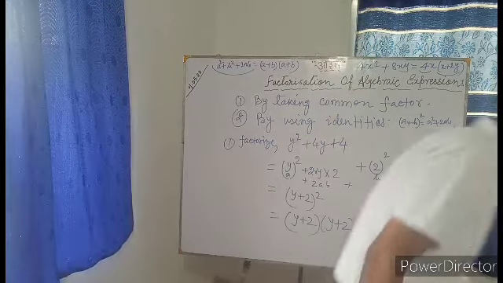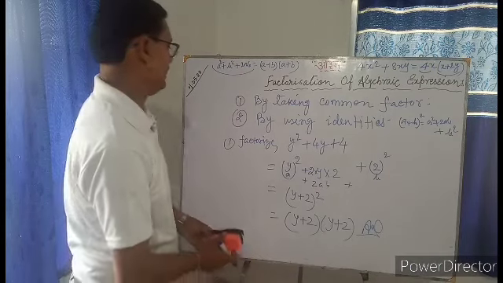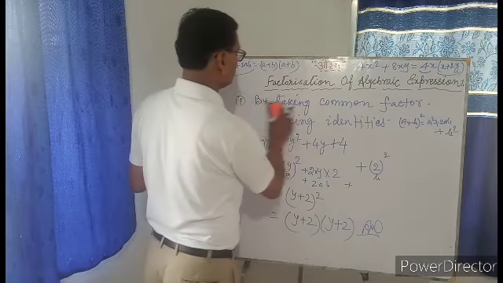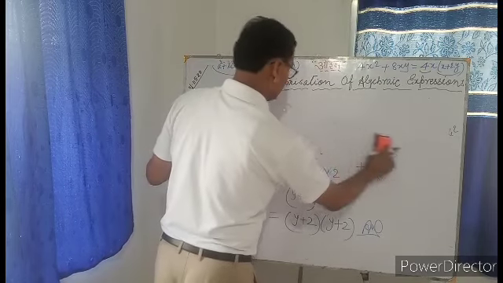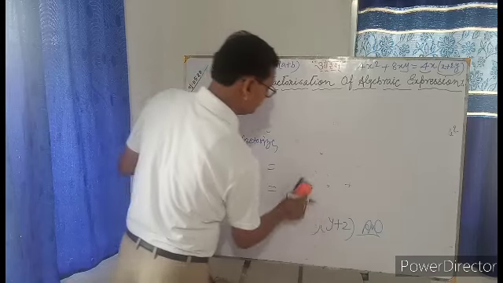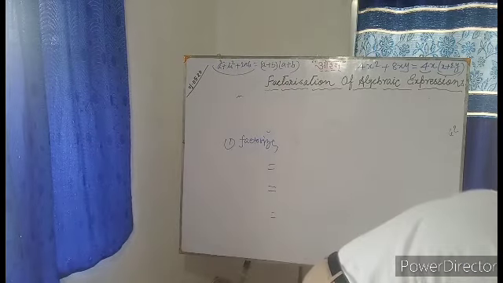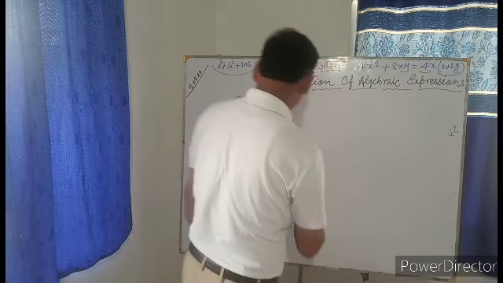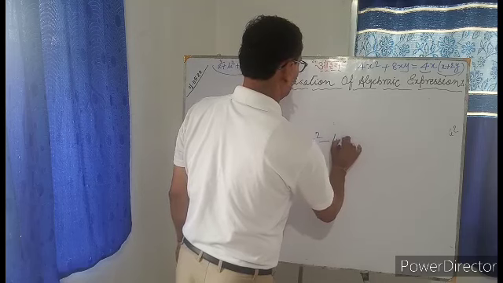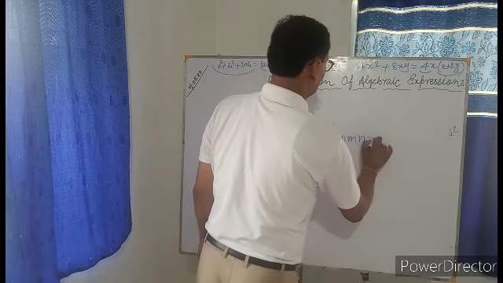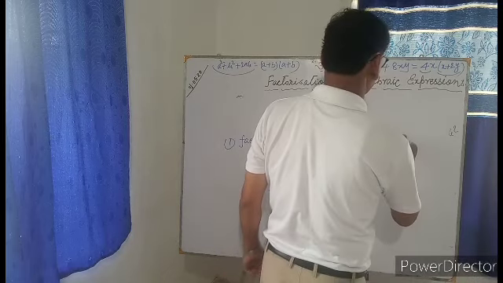Clear? Now let us see one more example. Factorize 16m square minus 40mn plus 25n square.